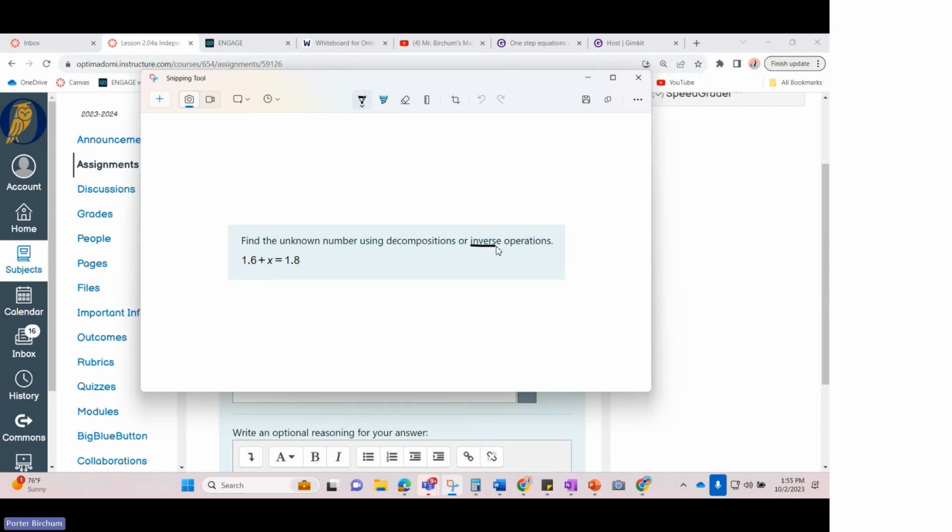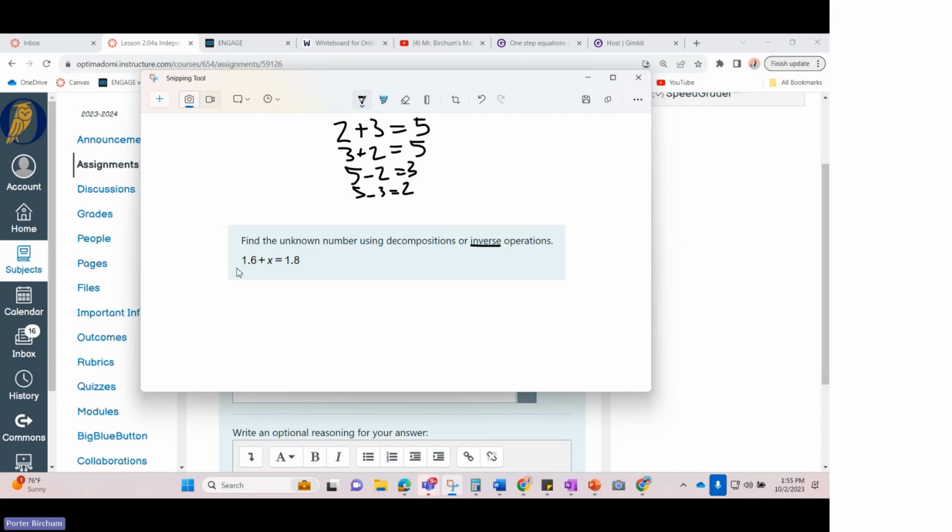The word inverse means like opposite operations. So I'm going to try writing out a number family. I forgot how a normal number family looks, so I'm going to do an easy one. 2 plus 3 equals 5. 3 plus 2 equals 5. 5 minus 2 equals 3. 5 minus 3 equals 2.